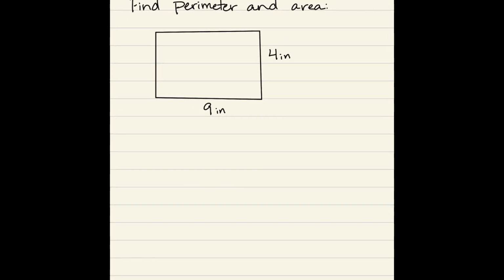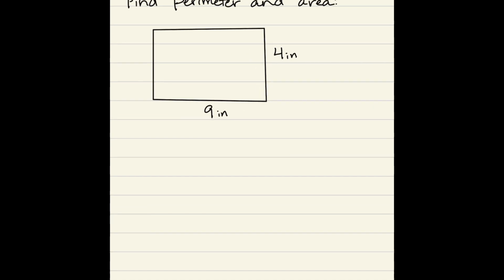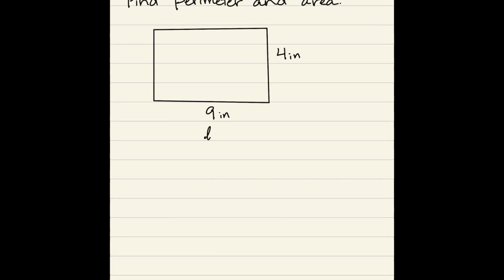So we know two sides. We're going to get into the habit of labeling here, so we're going to call this our length and this our width. You can find whichever one you want first. You can find perimeter first, you can find area first, whatever is easiest for you. I'm going to find the perimeter first.